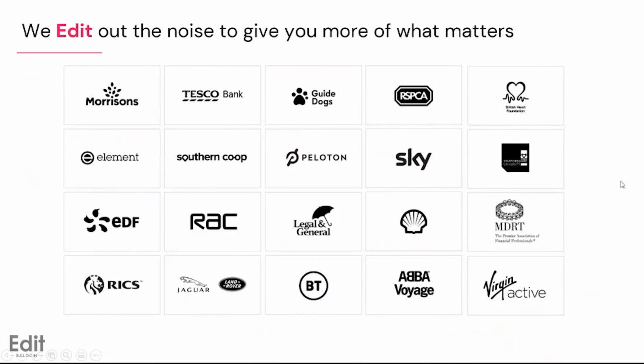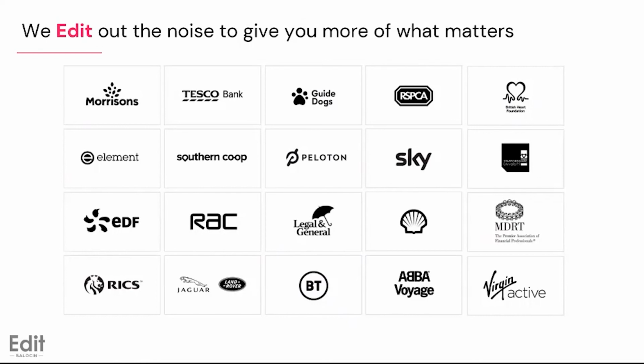And at Edit, that's what we've done for some household brands. We've worked with Tesco Bank to use their data to reduce cost per acquisition by 7.5%. We had a great project with Southern Co-op where we used their data to generate an 18% increase in visitor frequency for a key segment. Working with Guide Dogs on a data-driven acquisition project, we generated a 10 times higher campaign response rate than their baseline. With Shell, we've driven $9 million incremental revenue from CRM activity.